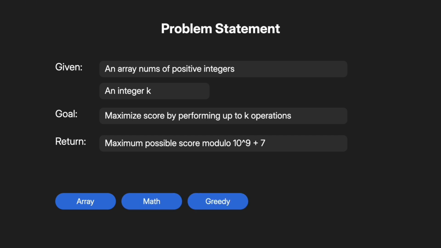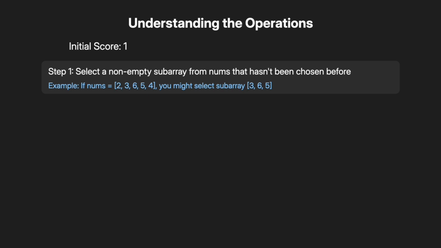Let's break down how each operation works. We start with a score of 1. For each operation, we follow these steps. First, we select a non-empty subarray from our nums array that we haven't chosen before. For example, if nums is 2, 3, 6, 5, 4, we might choose the subarray 3, 6, 5.